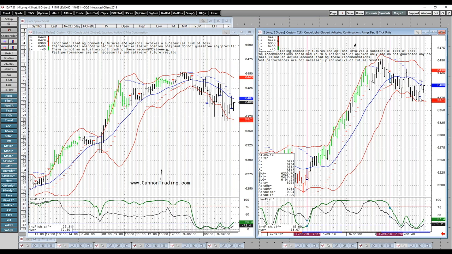I encourage you to play around with this concept. With the mini S&P, for example, I like to use an 8 or 9 tick range bar. With the mini NASDAQ, I like to use a 23 range bar. And I will adjust those settings as well when the markets are more volatile or less volatile.